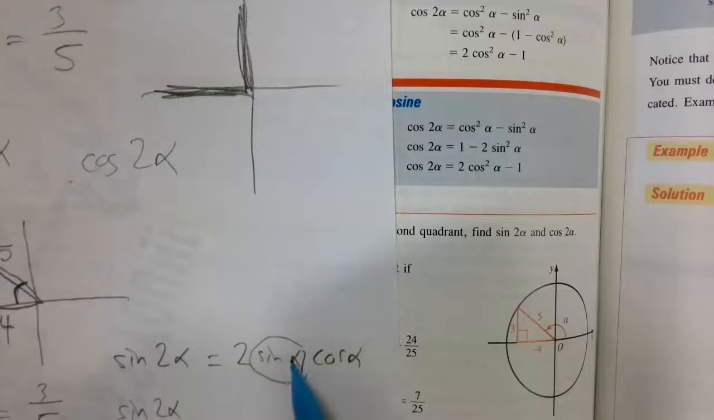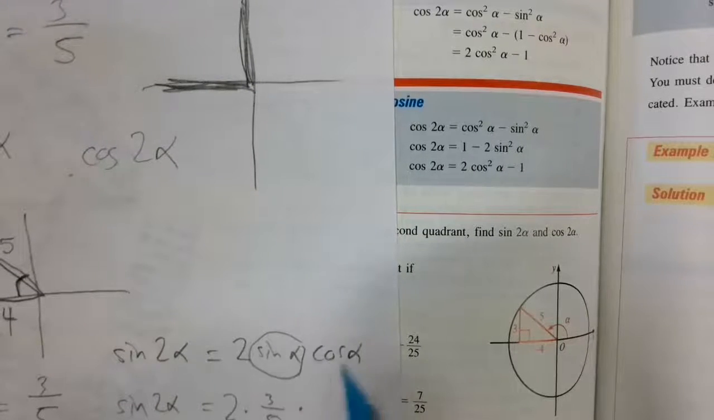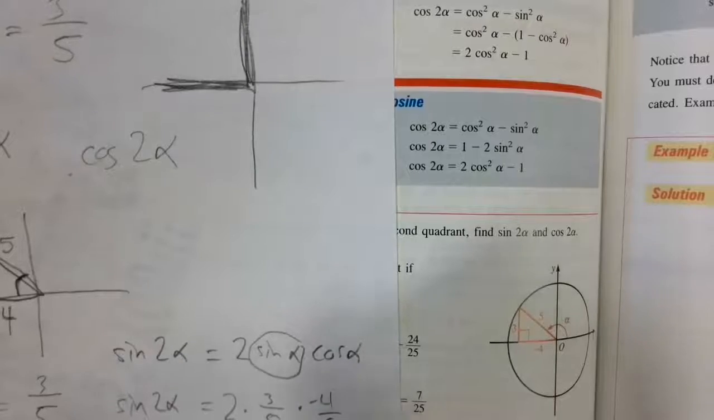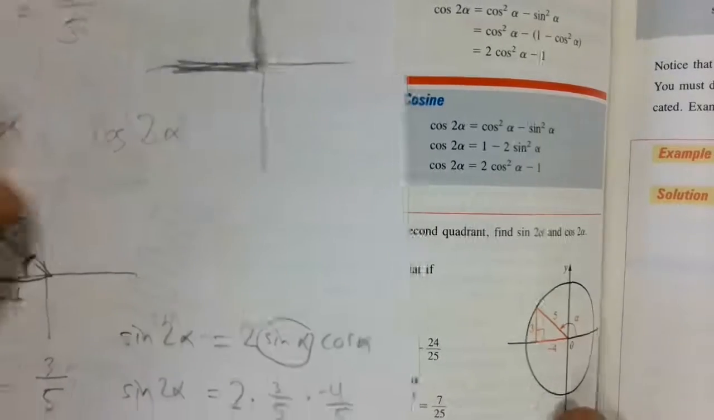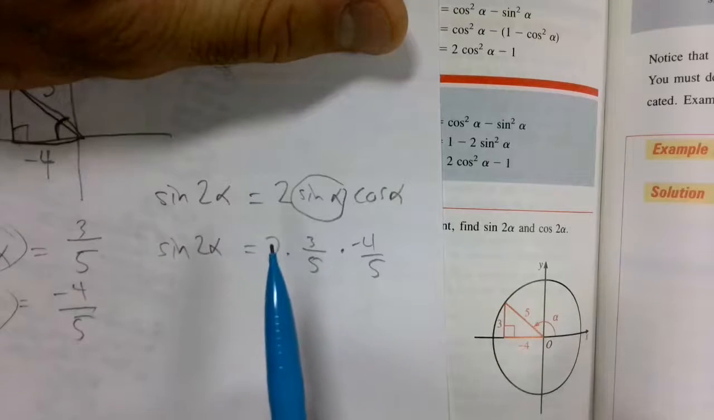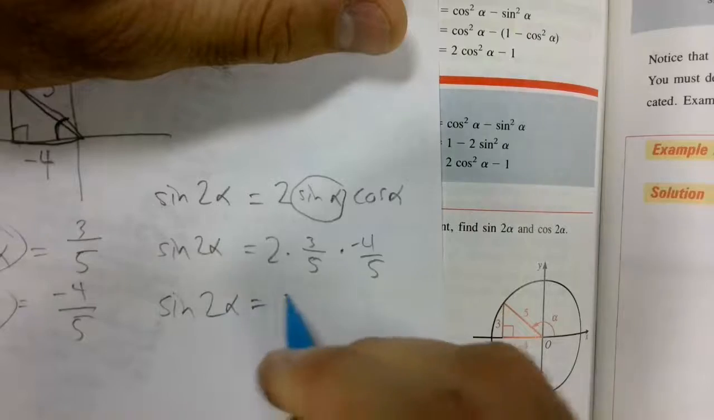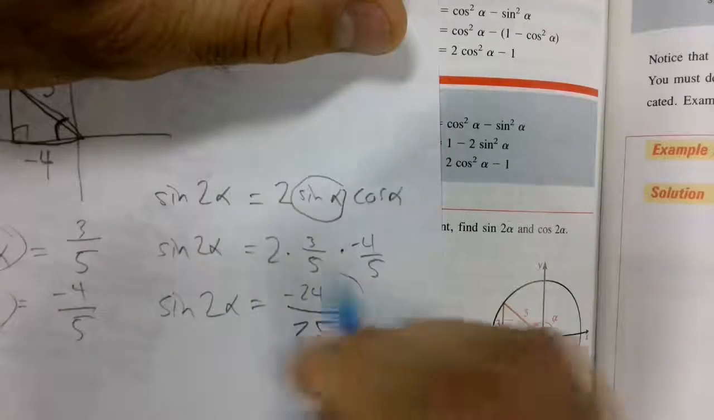Well, the sine of A is 3/5. So 2 times 3/5. And the cosine of A is -4/5. So all we've got to do is multiply across. We have -24/25. So the sine of 2A is -24/25.